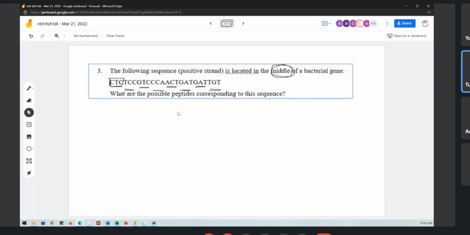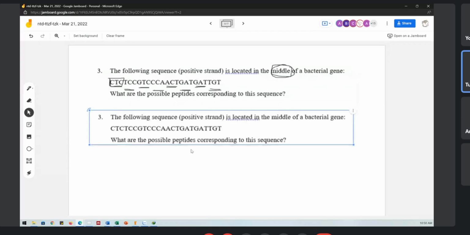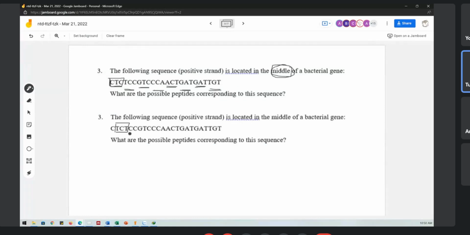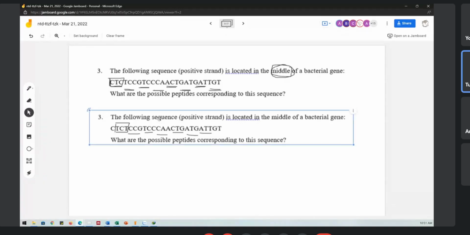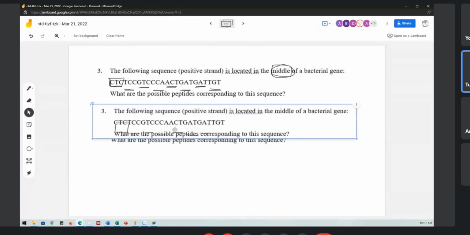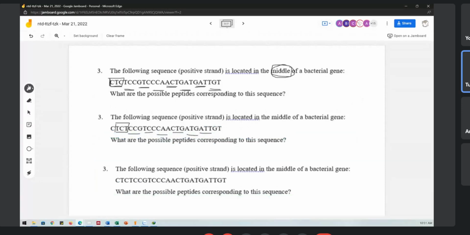The second case, okay, I copy here. When we have the codon here, not the other two, in the other place, so we have a translation here. Okay, that's the second case. The third case we have is here. We have the frame here, but the start codon is somewhere in front.